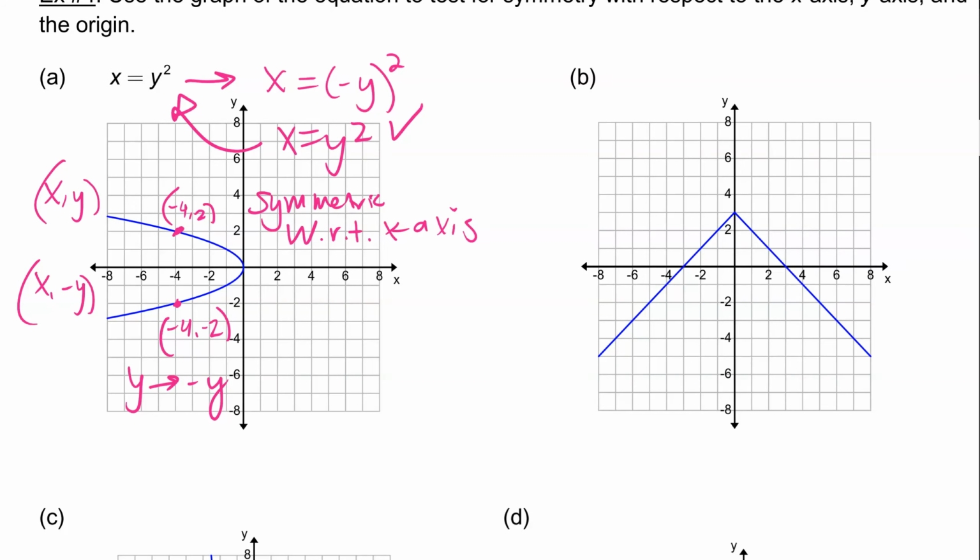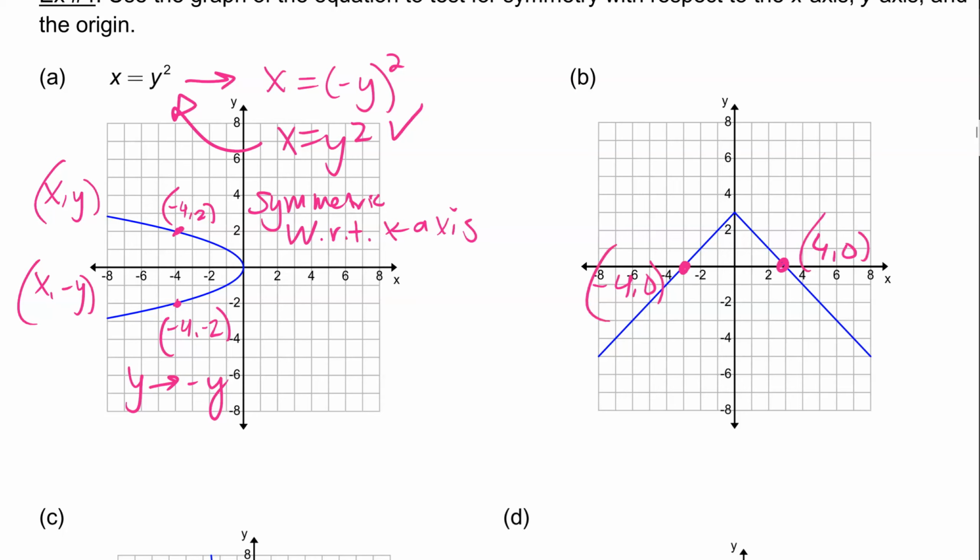So, is this symmetric with respect to the origin? Nah. With respect to the x-axis? No, it's literally being flipped over the y. All right, and I can prove that to you. So I see a point here and a point here. I have 4 comma 0 and I have negative 4 comma 0.